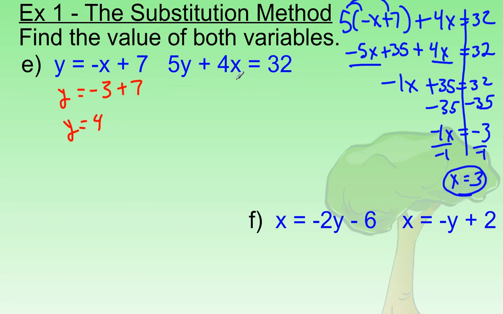If I did it over here and plugged in 3 here, I'm just going to have to do more steps to get the same answer. I'm still going to get y equals 4. So in this problem, the solution is an x value of 3, a y value of 4.